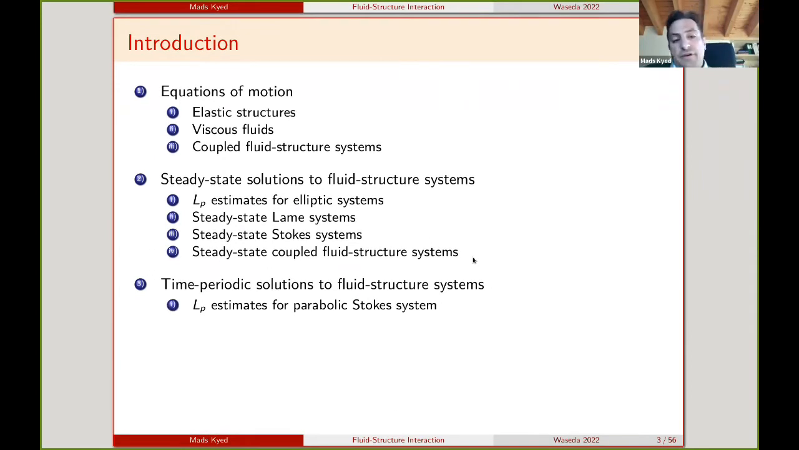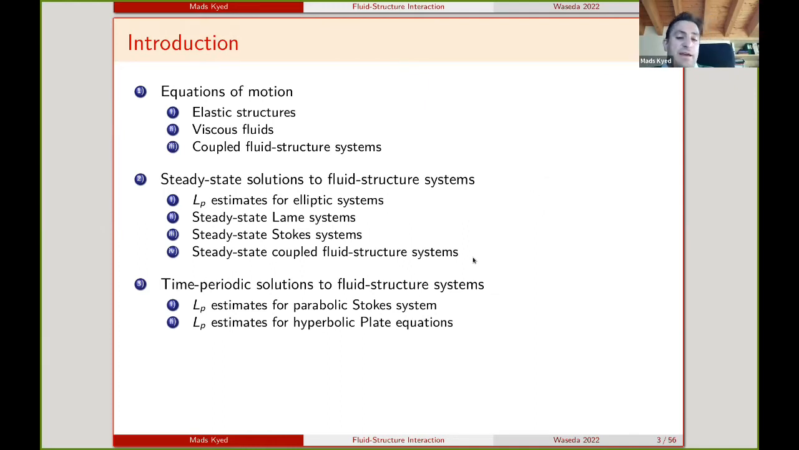Okay, the approach towards time periodic solutions is basically the same. We need LP estimates. We need an LP framework. First for the Stokes system. In this case, of course, when we include the time, we have a parabolic Stokes system. Then I will do the same thing, derive LP estimates for the hyperbolic plate equations.